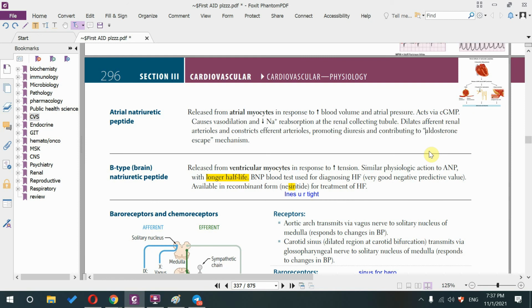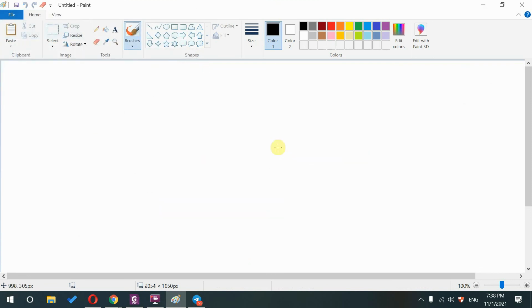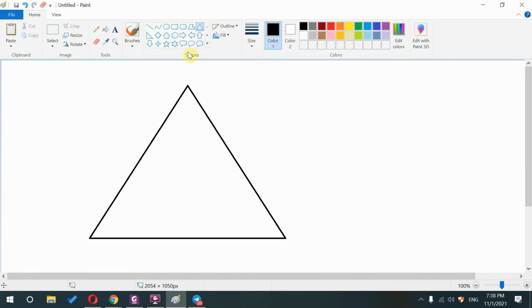So, aldosterone escape mechanism. When the aldosterone inside of your body is high, where is aldosterone secreted from? Someone tell me really quick. The adrenal, which zone of the adrenals? Not the medulla. Where in the cortex?